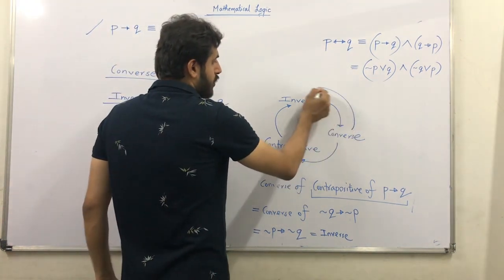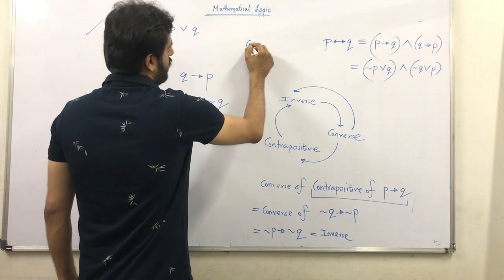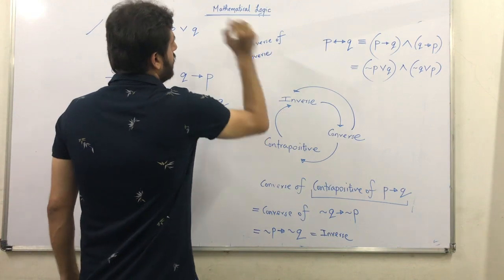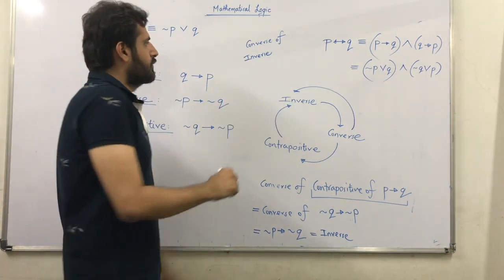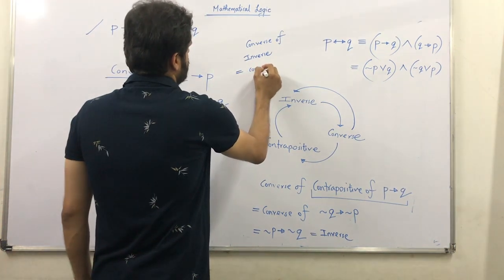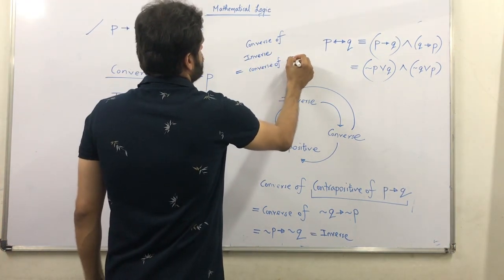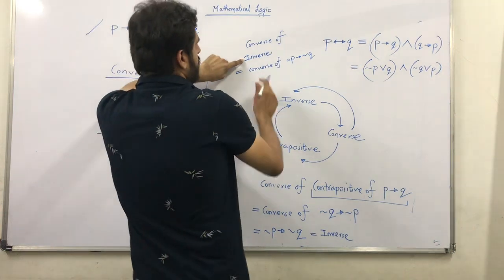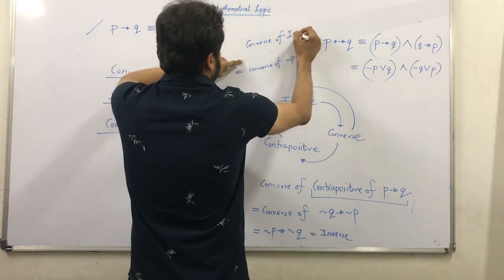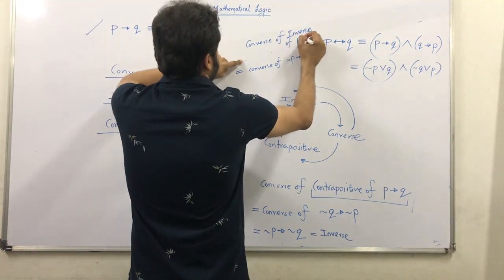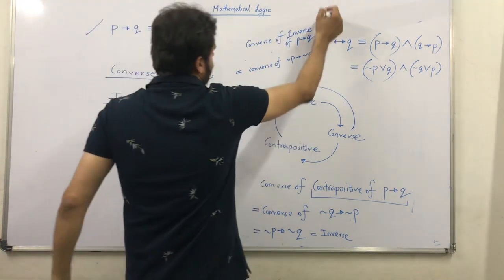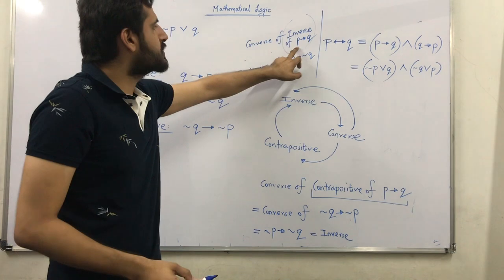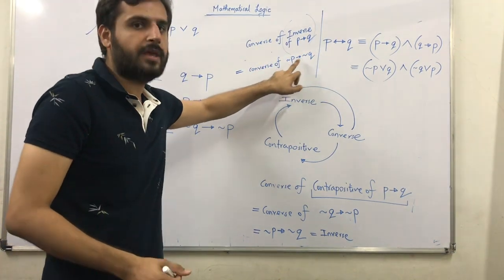If anybody asks me what is the converse of inverse, that is nothing but the converse of negation P implies negation Q. Converse of inverse of P implies Q. So first you find the inverse of P implies Q. We just put negation signs here, and it is negation P implies negation Q.